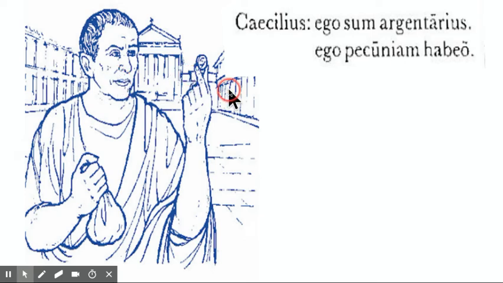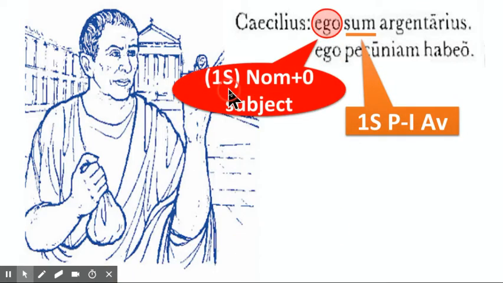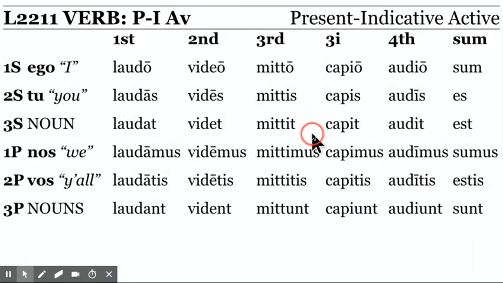So let's do the verb again. Sum, first singular, present indicative active, indicating the subject phrase can only be ego. Only ego. Nominative. And then, of course, we just have a straight off equational phrase, nominative plus equal sign.